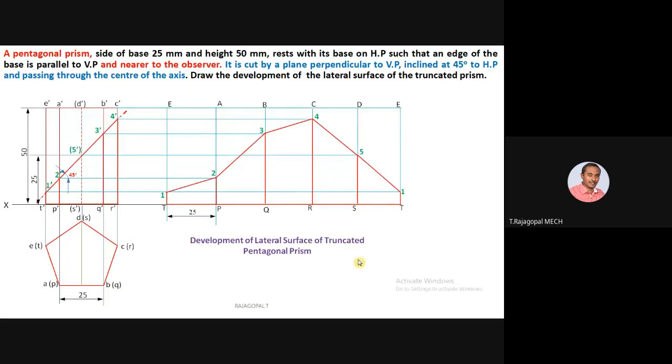Okay, development of lateral surface of truncated pentagonal prism. If you compare it to the true shape of section in unit 3, sectioning of solid, here it is easy. It will save you more time from the exam point of view. If you prefer sectioning of development over sectioning of solid, it may help you reduce your time during exam time.